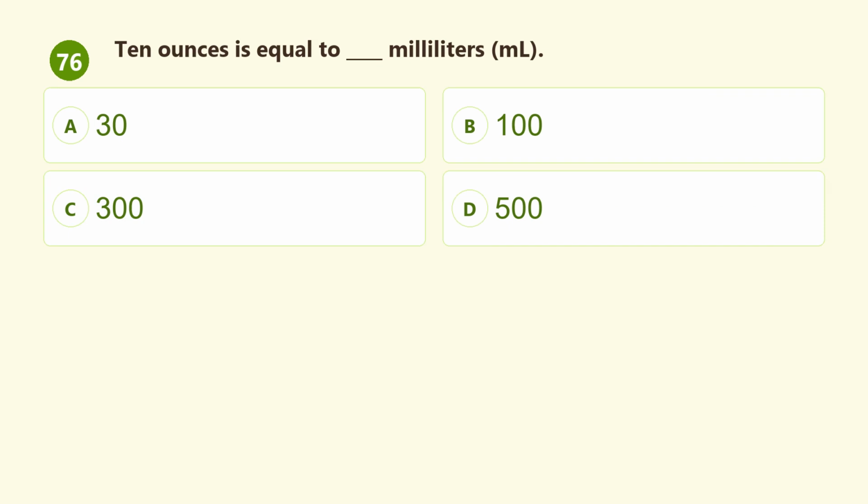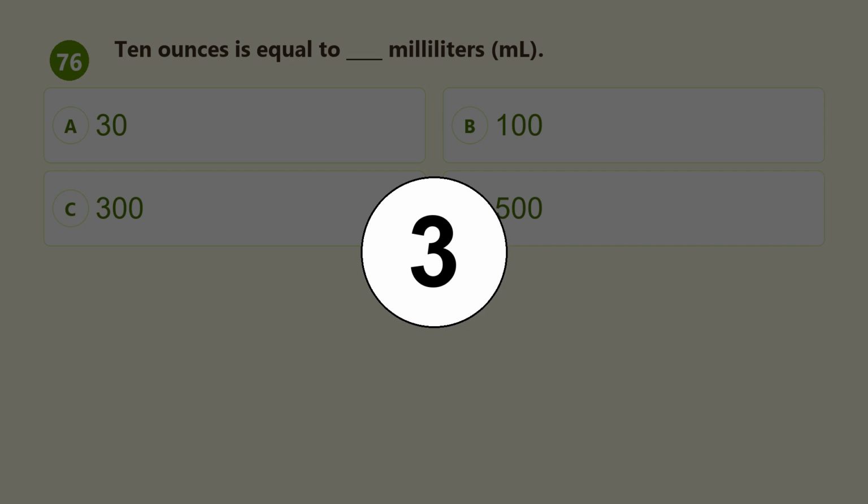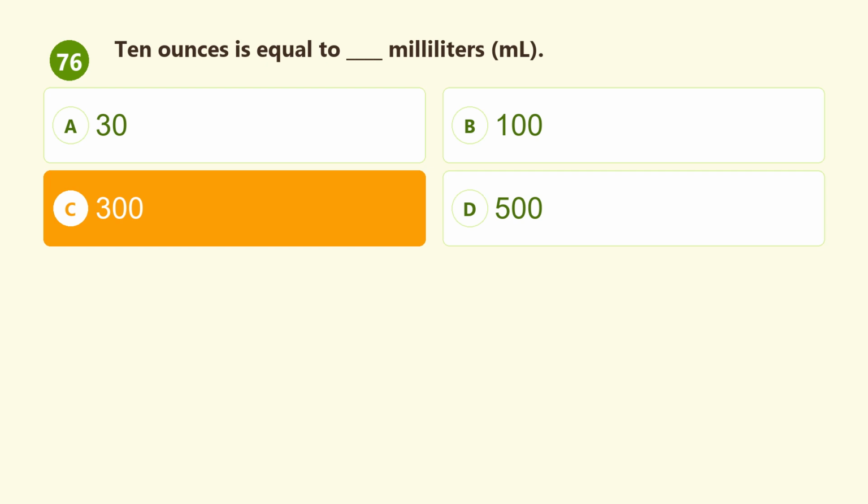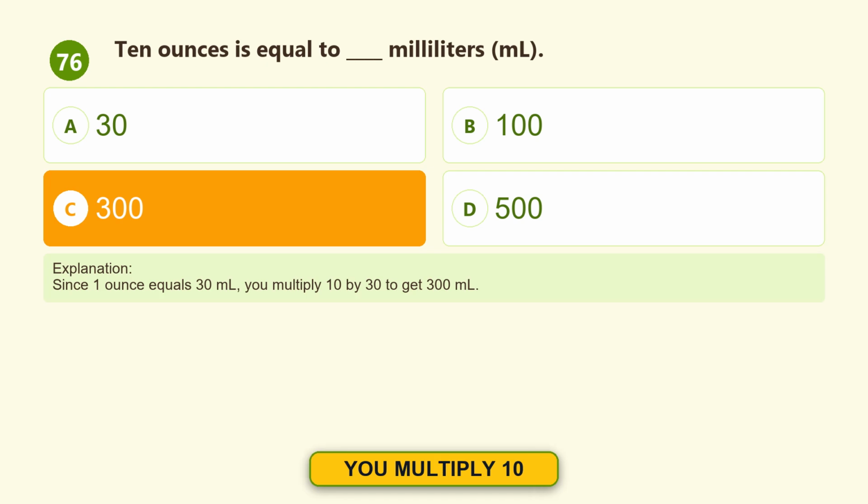Question 76. 10 ounces is equal to blank milliliters, mL. Option A, 30. Option B, 100. Option C, 300. Option D, 500. The correct answer is option C, 300. Since 1 ounce equals 30 mL, you multiply 10 by 30 to get 300 mL.